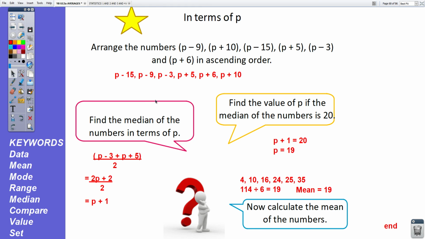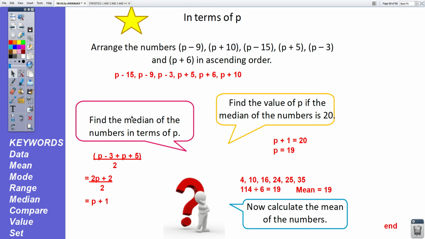So the median, as we've seen on the previous slide, we add the middle two numbers, P minus 3 add P add 5, and we divide that by 2. Well, P add P is 2P, negative 3 add 5 is plus 2. So we have 2P add 2, all divided by 2, which ends up giving us P plus 1. So the median is P plus 1. Find the value of P if the median of the numbers is 20. So we're told that P plus 1 equals 20. And if that's the case, P must equal 19.